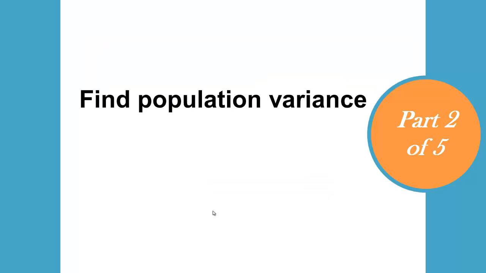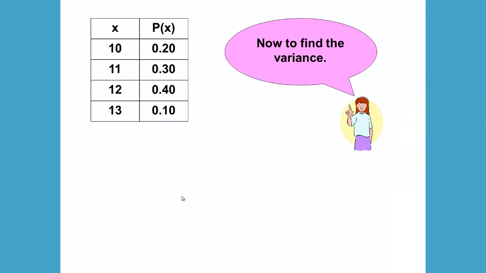And we are doing part 2 of this series and picking up on the population variance. You may need to watch part 1 of this series where we started this example and found the population mean of this table. But we're going to just pick up where we left off to find the variance.